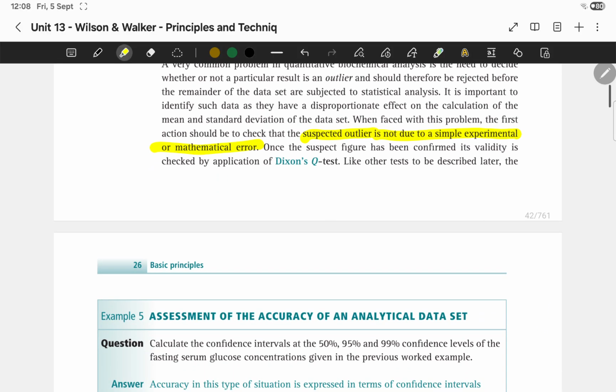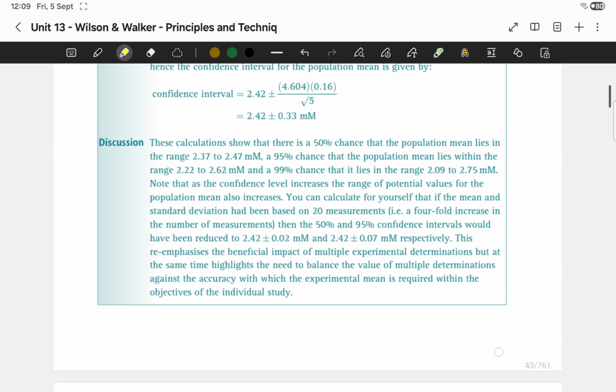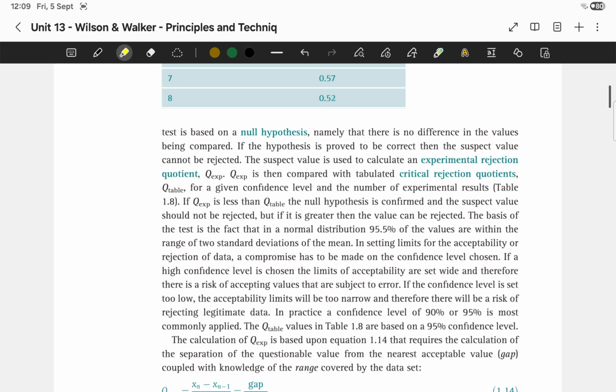Once the suspect figure has been confirmed, its validity is checked by application of Dixon's Q-test, like other tests to be described later. The test is based on a null hypothesis, namely that there is no difference in the value being questioned. If the hypothesis is proved correct, the suspect value cannot be rejected. The suspect value can be used to calculate the experimental rejection quotient.